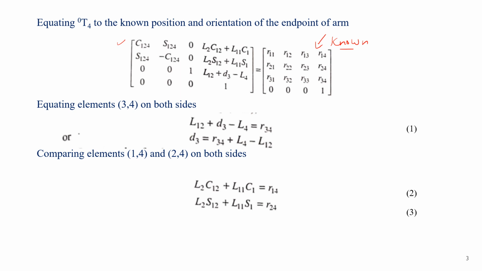Our objective is to get the joint variables for the given end effector pose, that is, you need to get theta 1, theta 2, D3 and theta 4. These are the 4 joint variables, as it is a SCARA, RRPR. Now, we will equate the 3,4 element on both sides. So you will get L12 plus D3 minus L4 is equal to R34.